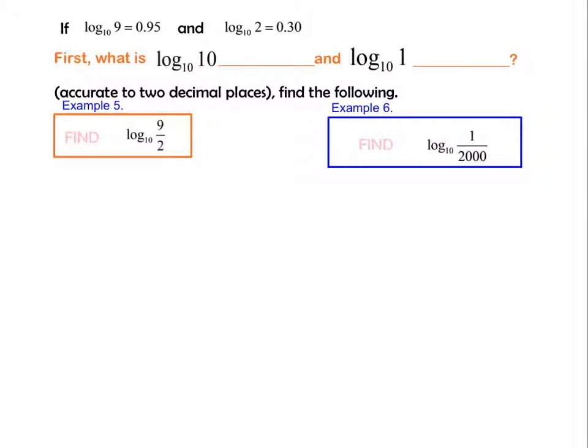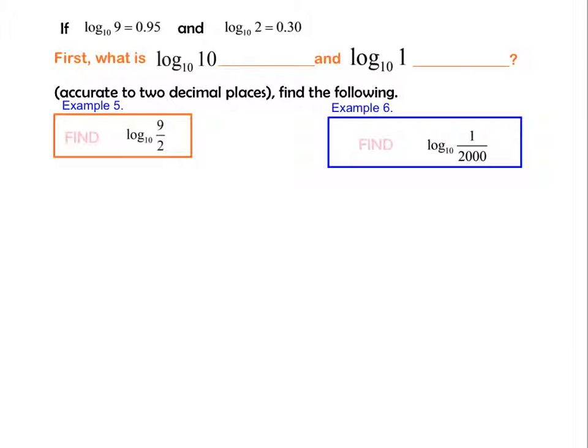Okay, here's some examples similar to what you'll see in your homework. So it says if log base 10 of 9 is 0.95 and log base 10 of 2 is 0.3, then you're going to find here log base 10 of 9 halves and log base 10 of 1 over 2,000. So the idea is to get everything in terms of these decimal approximations that we know.